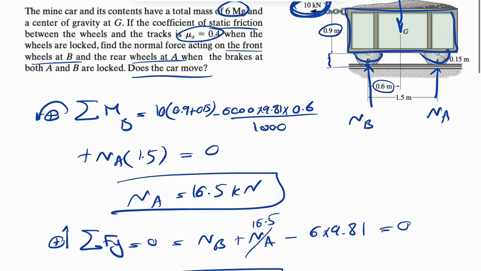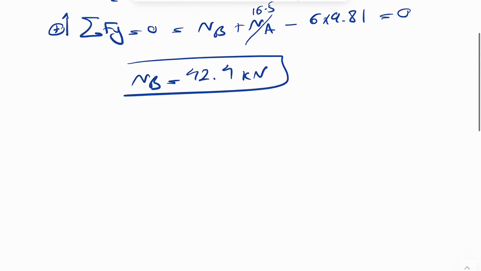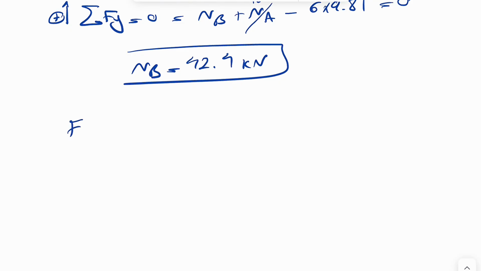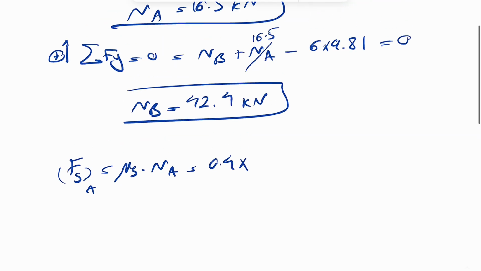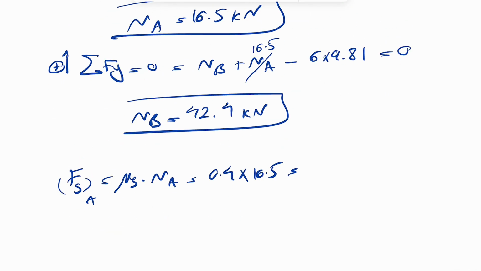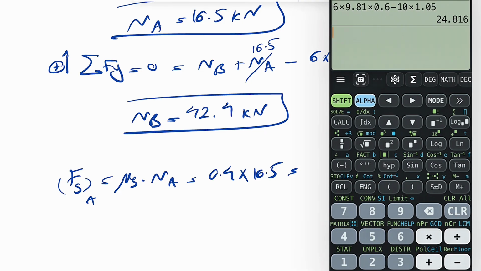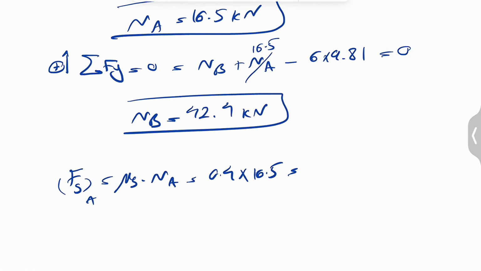But now what we need to check is if each of these normal forces can keep each of these wheels from slipping. So let's just figure out each of them. So the static friction force, we can start with the A. So we have mu s times NA. The coefficient we have 0.4 from the question times 16.5. Let's see what we get. So 0.4 times 16.5, that's going to be 6.6.